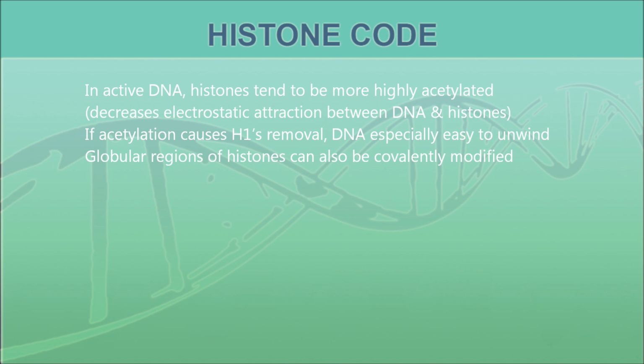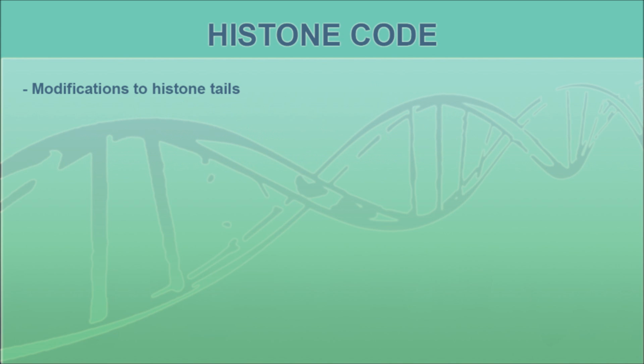In active DNA, histones tend to be more highly acetylated, for this acetylation decreases the electrostatic attraction between the DNA and the histones. If acetylation causes H1's removal, then the DNA is especially easy to unwind. Also, note that the globular regions of histones can also be covalently modified, but I'm not going to discuss that in this video. Modifications to histone tails result in a histone code, which can signal anything from "Hey, this DNA is damaged," to "This is when gene expression should take place over here."